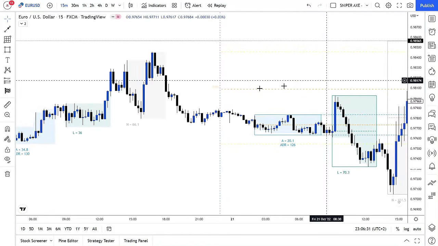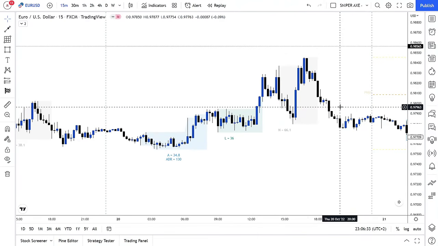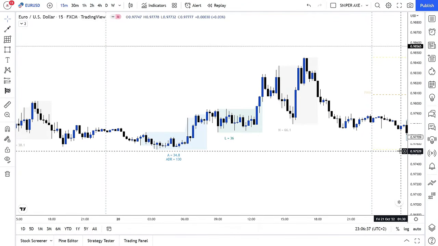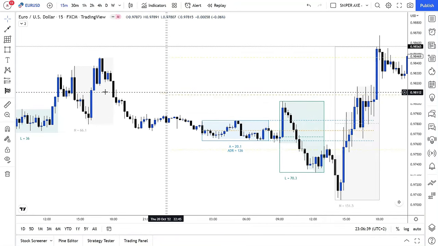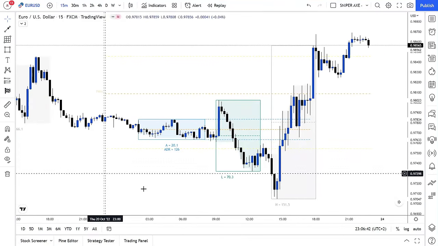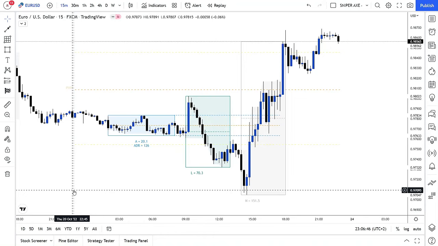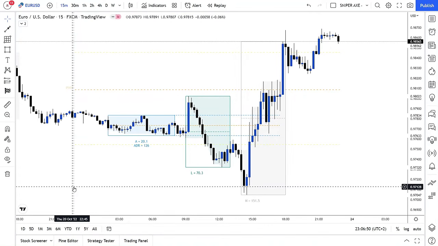Let me just scroll back to yesterday. From the beginning of the day to the end of the day, you see those vertical dotted lines. On today's chart, that dotted line signifies midnight of the day, 00:00. Then after midnight, we're going to have our first session, which we call the Asian session.